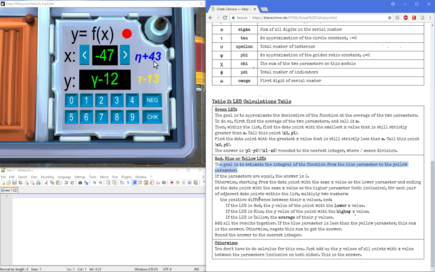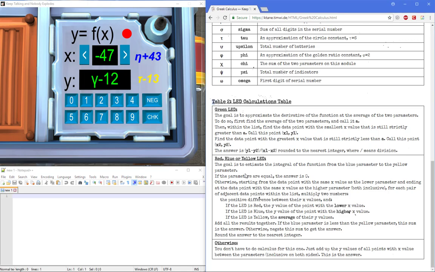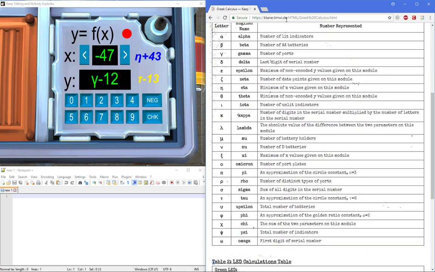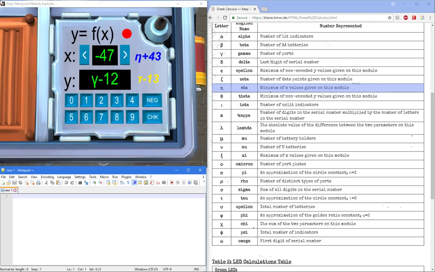To figure out our blue and yellow parameters, we have to do a couple calculations. You'll also notice that the blue and yellow parameters use Greek letters, and each Greek letter is equal to a number. So, finding eta, which is right here, which is the minimum of the x values given on the module. The minimum right now is negative 47. So blue is going to equal negative 47 plus 43. So this would equal negative 4.